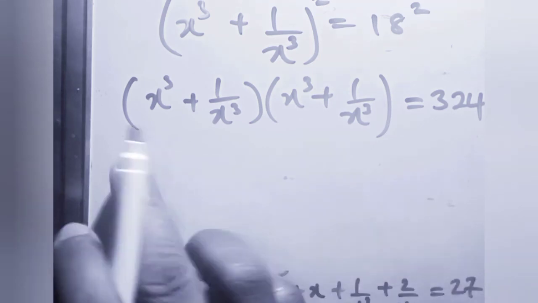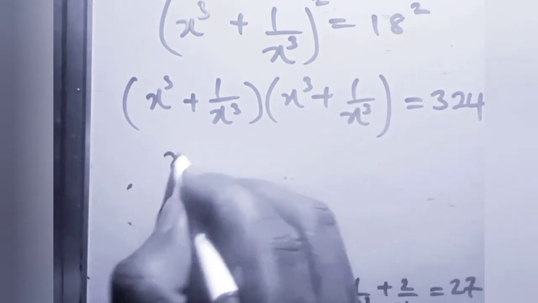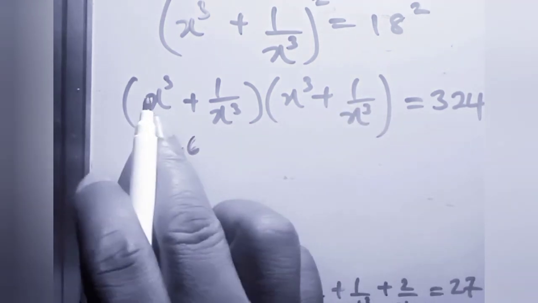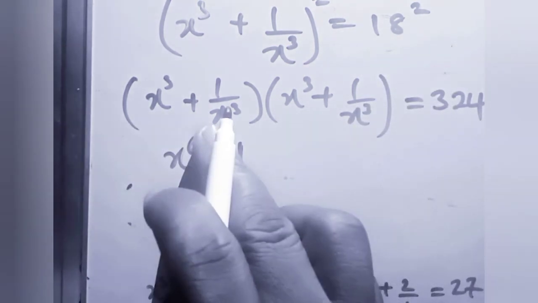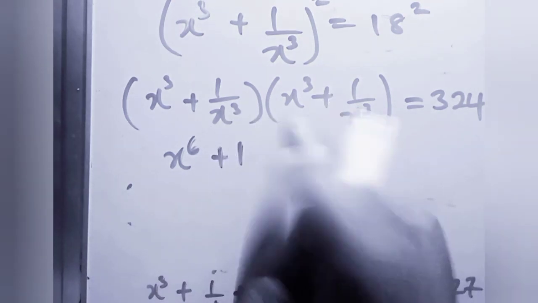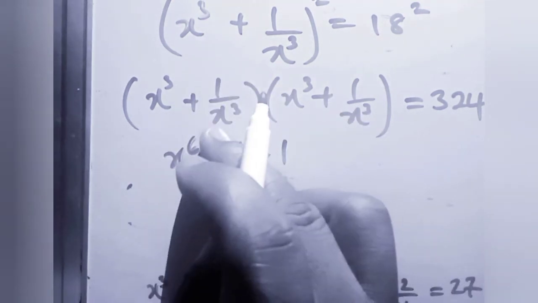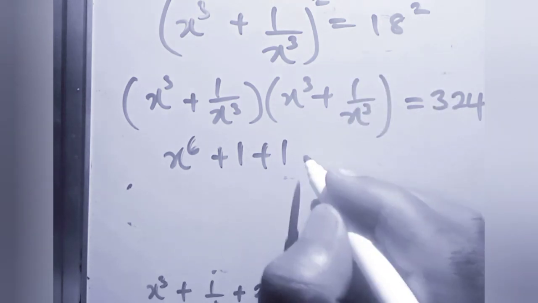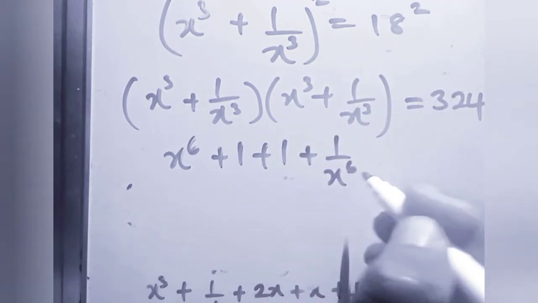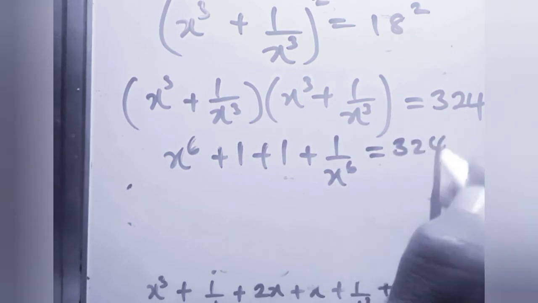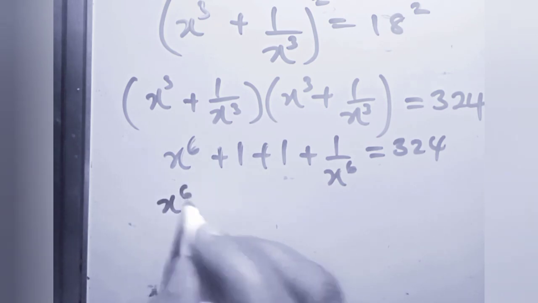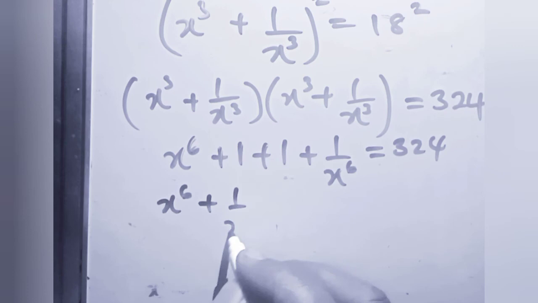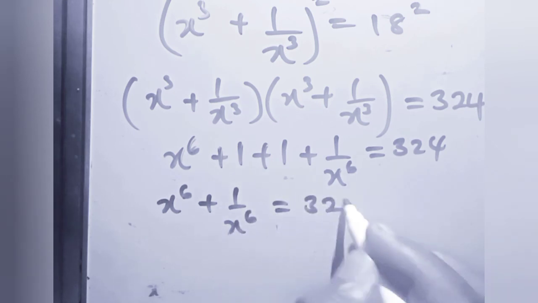Now we expand this. x cubed multiplied by x cubed will give me x raised to power 6. x cubed multiplied by 1 over x cubed will give me 1. 1 over x cubed multiplied by x cubed will give me 1. 1 over x cubed multiplied by 1 over x cubed will give me 1 over x raised to power 6. Everything equals 324. All right, so what are we going to do now? We bring these two together so that we have x raised to power 6 plus 1 over x raised to power 6 equals 324.